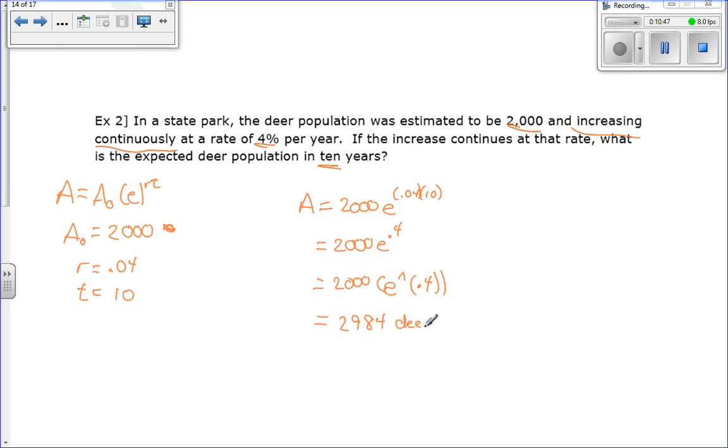Now you cannot have half of a deer, so you always have to round up. With this type of problem, if it was a decay, you would have to round down, typically.